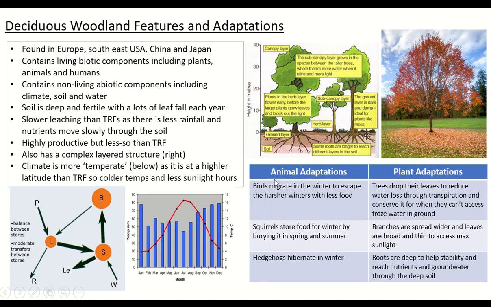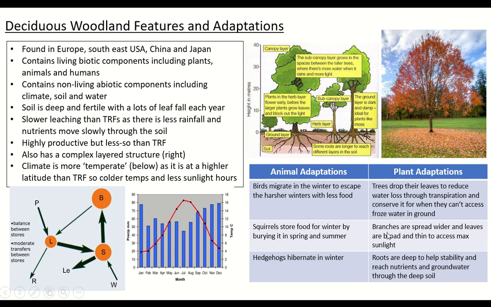So adaptations, animals are adapted. Things like birds migrate in the winter, which they wouldn't have to do if they're in the rainforest. Squirrels store their food by burying it in the spring and summer, and things like hedgehogs hibernate in winter as well. In terms of plant adaptations, trees will drop their leaves so they don't lose water during the winter time, and they can't access it because it's frozen in the ground.